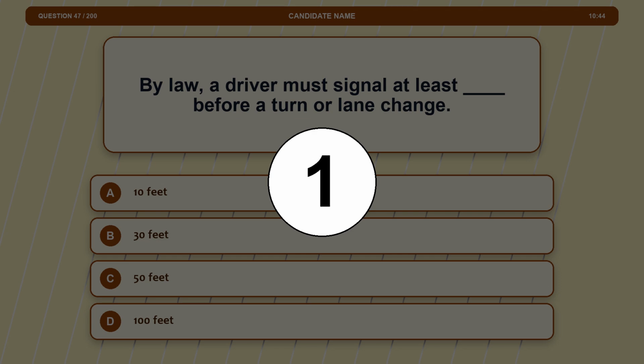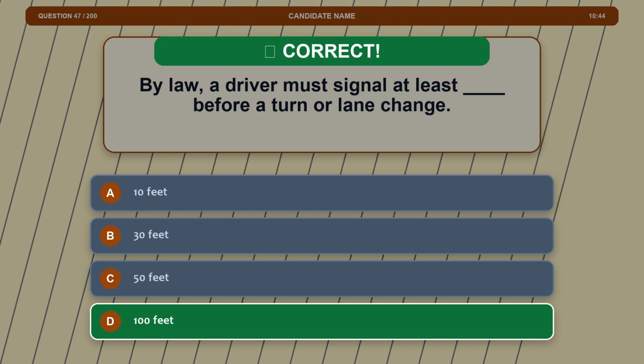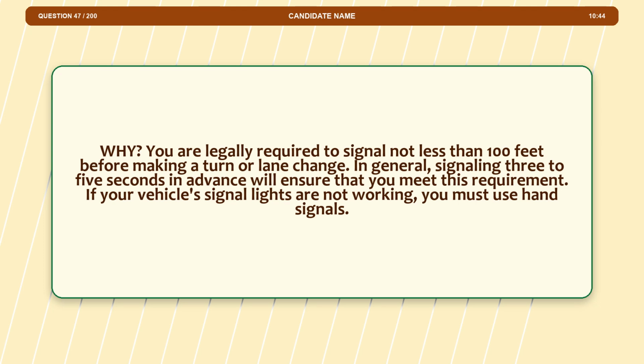The correct answer is option D, 100 feet. Explanation: you are legally required to signal not less than 100 feet before making a turn or lane change. In general, signaling 3 to 5 seconds in advance will ensure that you meet this requirement. If your vehicle's signal lights are not working, you must use hand signals.